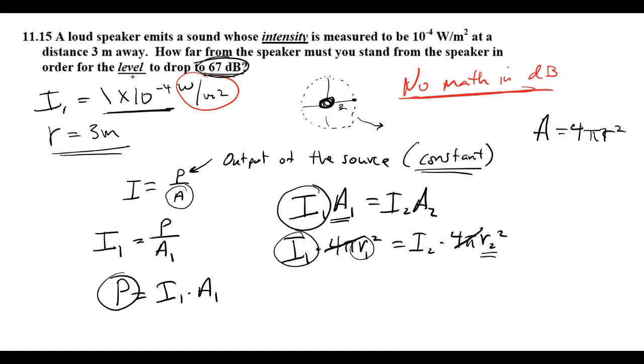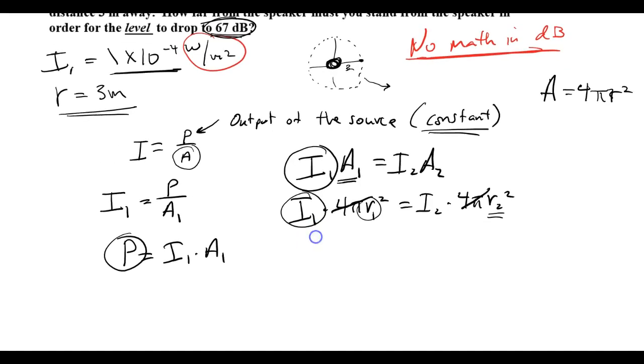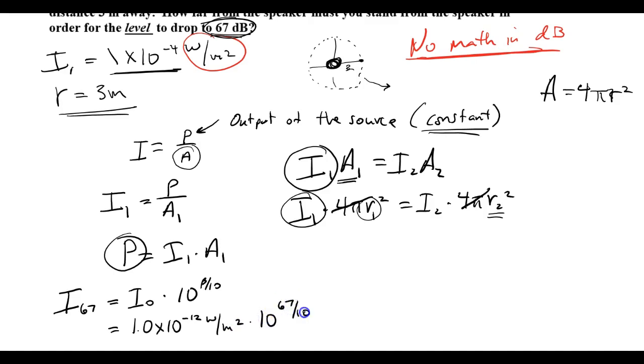Whenever you see a decibel in a problem, I would convert it to intensity right away. I did not do it here, but we can. So the intensity of a 67 decibel sound will be I naught times 10 to the beta over 10. I naught, remember, is the threshold of hearing, the smallest possible intensity that we can perceive. That's always 1 times 10 to the -12th watts per meter squared, times 10 to the 67 divided by 10.